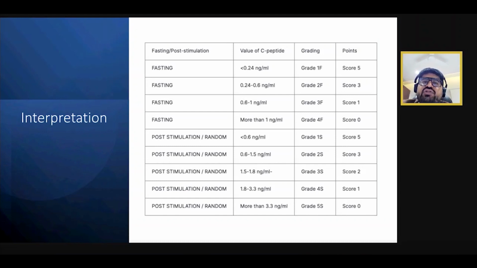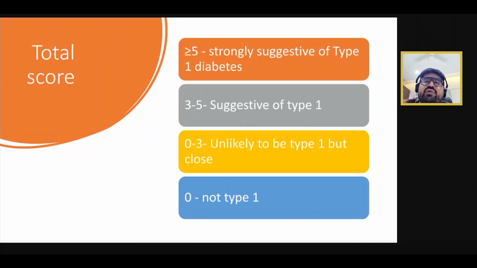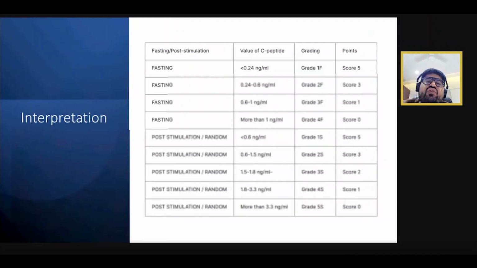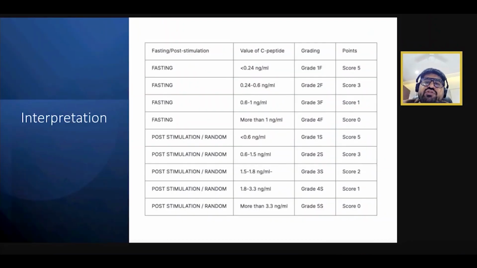Now you take the score of top and bottom and you add it up. If your score is more than or equal to 5, it is strongly suggestive of type 1. If it is between 3 to 5, it is suggestive of type 1. And 0 to 3 is unlikely to be type 1, but needs a close follow-up, and 0 means it is not type 1. So typically, if you find the fasting C-peptide value less than 0.24, automatically it is type 1. Or if you find a random or post-meal C-peptide less than 0.6, automatically label that as type 1, right? Or insulin deficient. I'm not saying type 1 again.